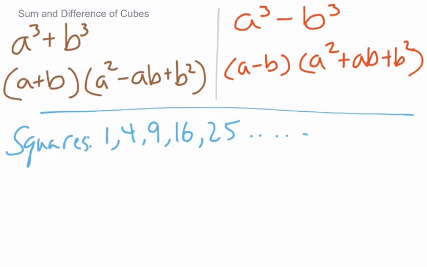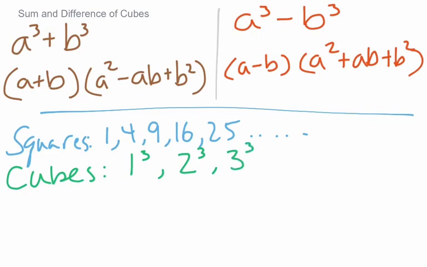With this, you actually need to know your perfect cubes. And most of us don't know our perfect cubes because nobody ever made us memorize them. That would be 1 cubed, 2 cubed, 3 cubed, 4 cubed, 5 cubed. And just like with perfect squares, there's an infinite number of them. And you can kind of figure these out.